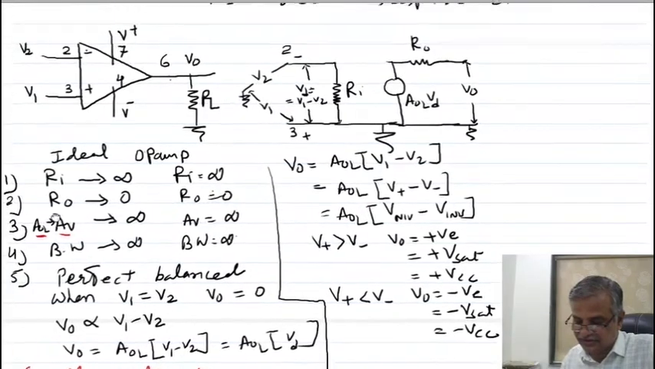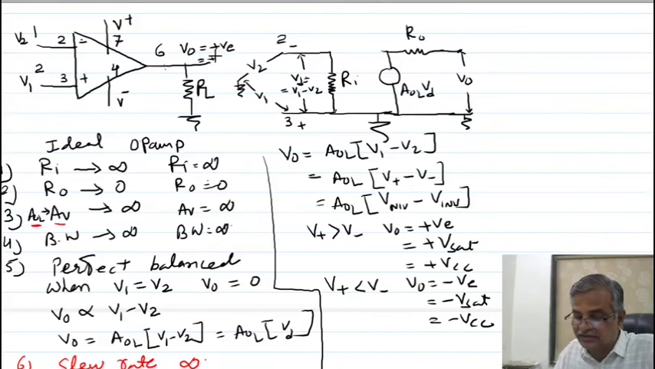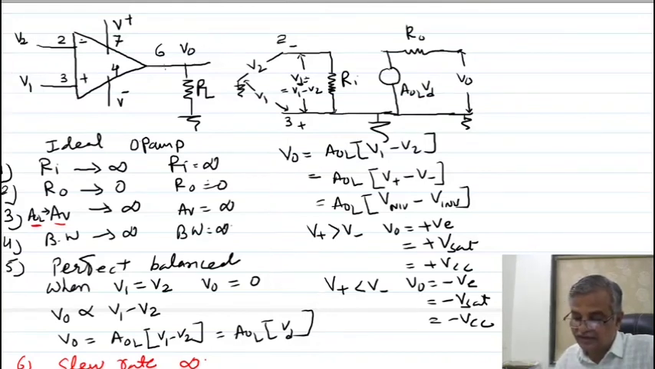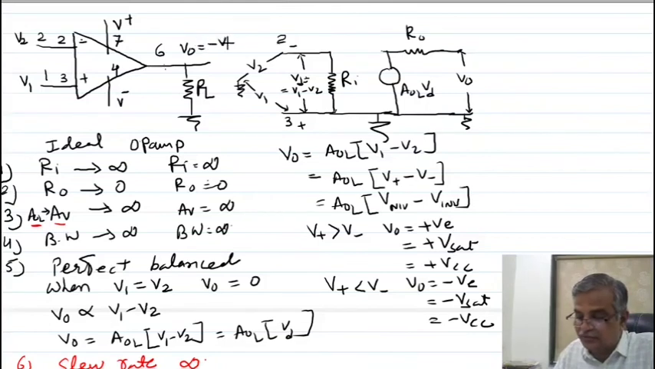You can understand it like this. Suppose I am giving 1 volt here and 2 volts here, then my output is positive, which means it is plus VCC, because this voltage is more than this. Now, if I give 2 volts here and 1 volt here, then the output is negative, or minus VCC.